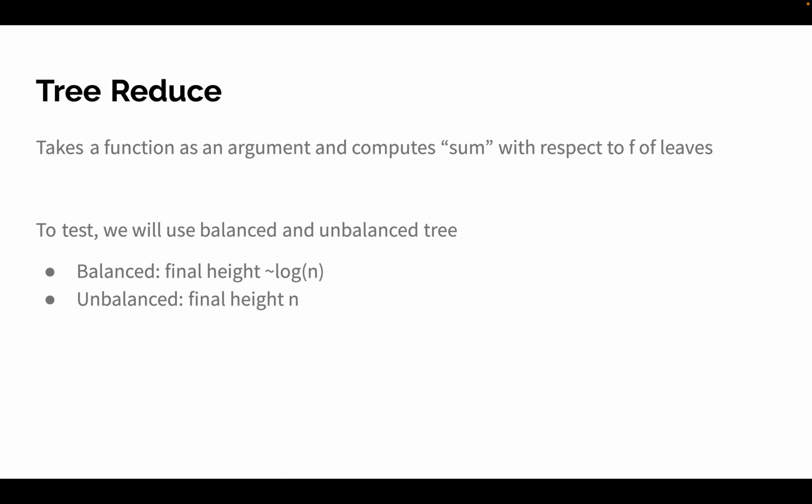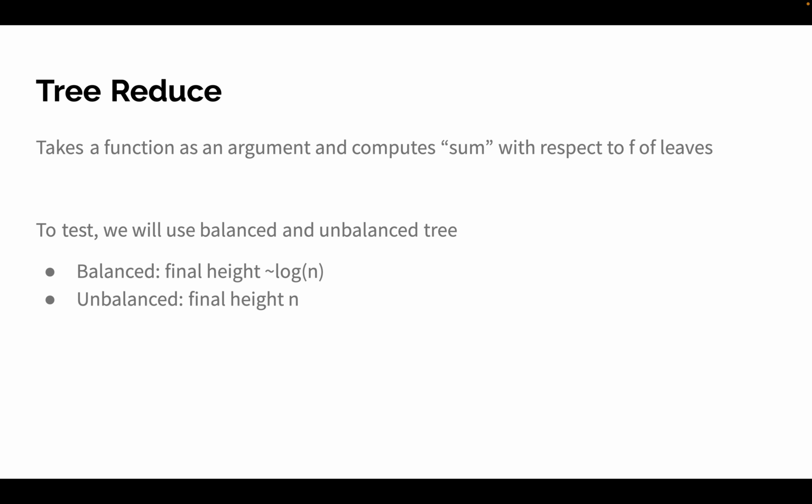So one way I will be demonstrating the parallelism here is by using tree reduce, which essentially just takes a function as an argument and computes the sum with respect to the function of the leaves of the tree. And to test this, we would be using balanced and unbalanced trees.